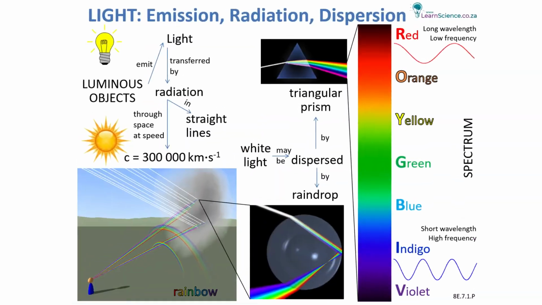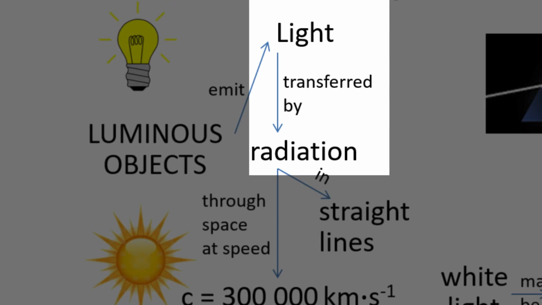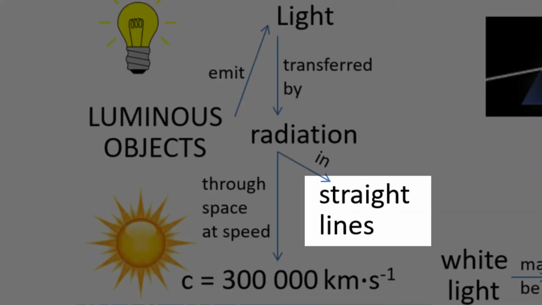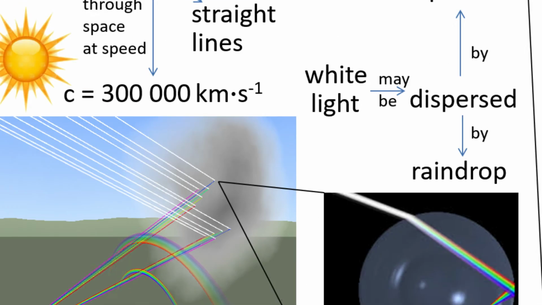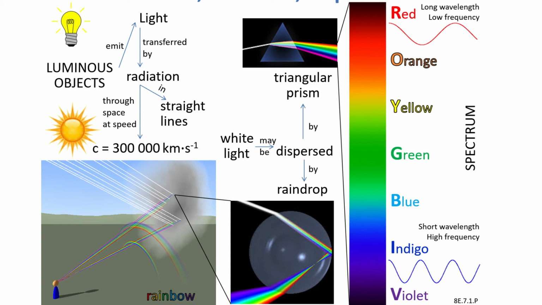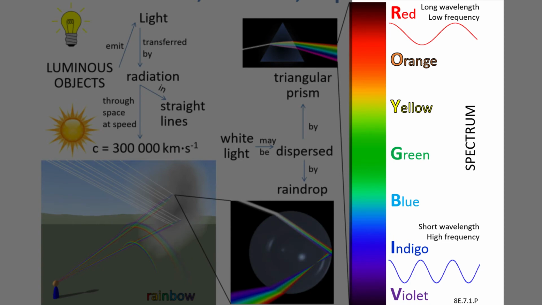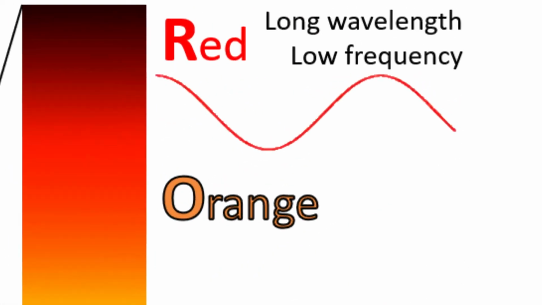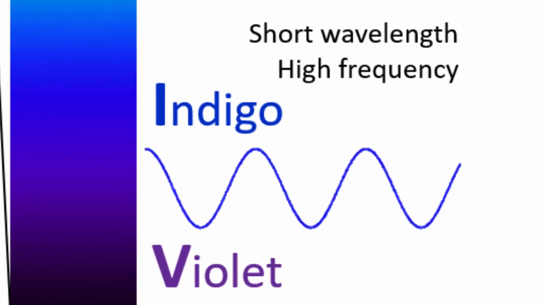Let's quickly recap. Luminous objects emit light. Light is transferred by waves called radiation. Radiation travels in straight lines at 300,000 kilometers per second through a vacuum, a speed that we refer to as c. When light passes through a prism or a raindrop, it may be bent, refracted, and spread out, dispersed, to separate out into the 7 colours of the visible spectrum, which we remember by the acronym ROYGBIV. Red light has the longest wavelength and lowest frequency, and violet light has the shortest wavelength and greatest frequency.